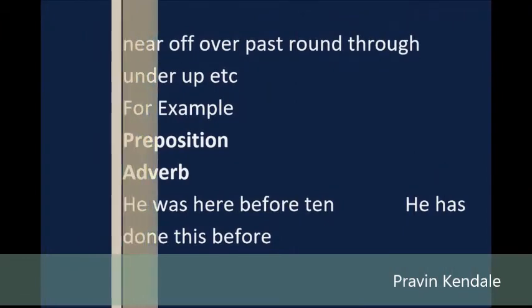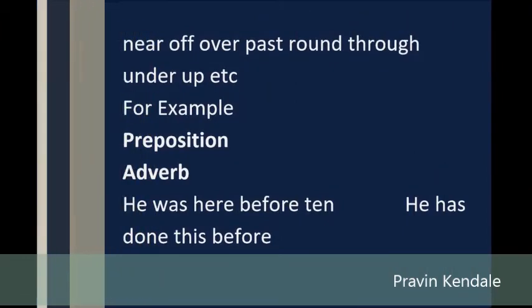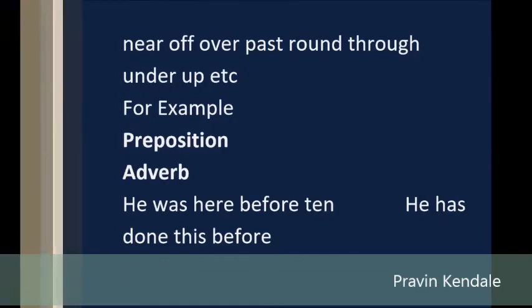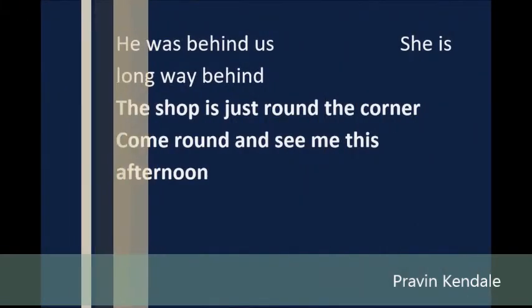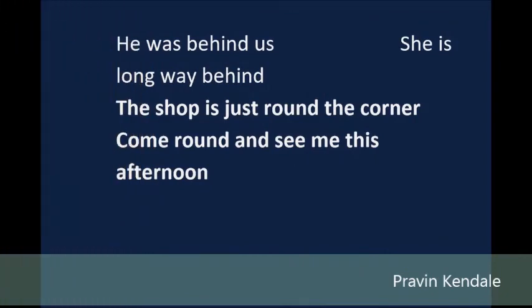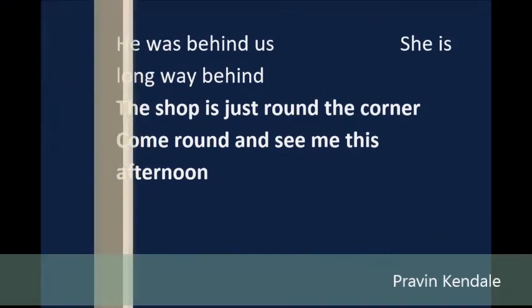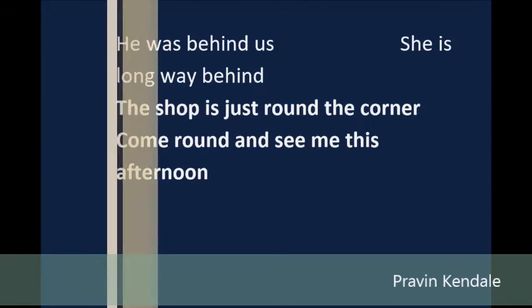For example, preposition and adverb. He was here before 10. He has done this before. He was behind us. She is a long way behind. The shop is just round the corner. Come round and see me this afternoon.